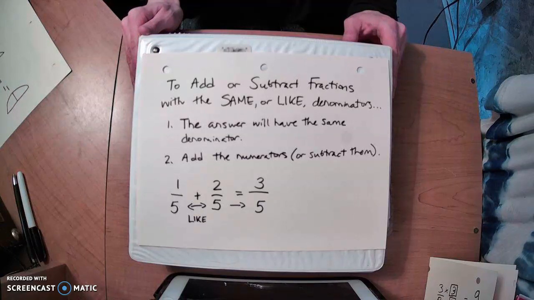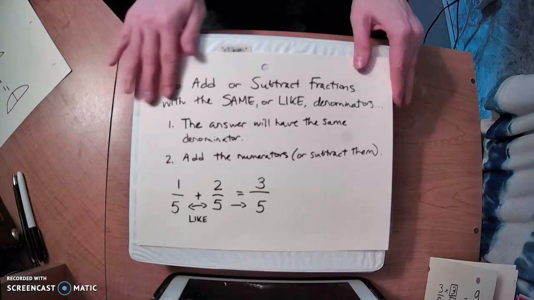So again, our fractions are 1/5 plus 2/5. So we're going to add the 1 and the 2, our numerators, to get 3. That goes in the numerator of our answer, and so our answer to 1/5 plus 2/5 equals 3/5.